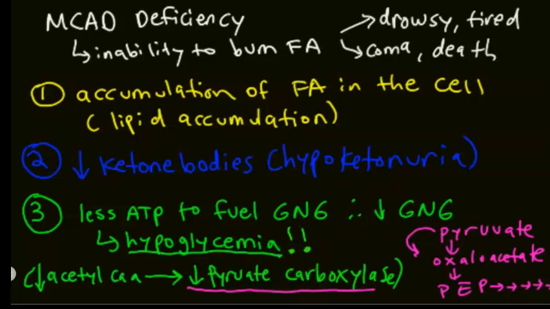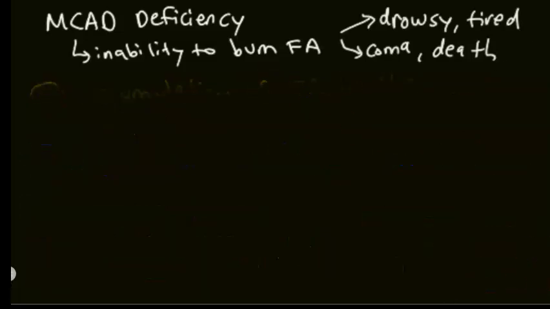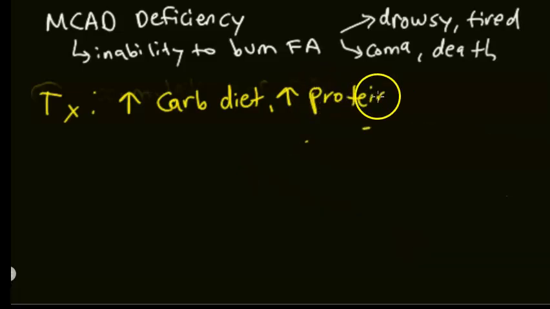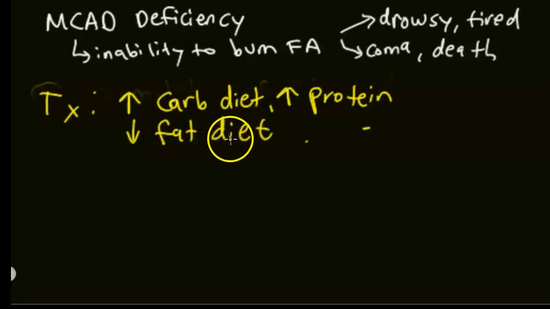Now, you may be wondering, what's the treatment for these individuals? So what is the treatment for these individuals? Well, the first thing is we want to give them a high carb diet because they're hypoglycemic. They have a low blood glucose. High carb diet and also high protein, right? And the other thing is we want to give them a low fat diet because the triglycerides that you get from food can be converted into free fatty acids.